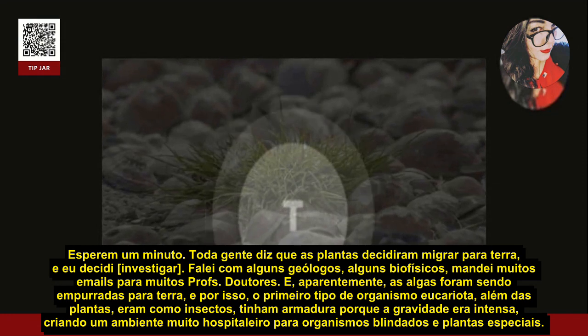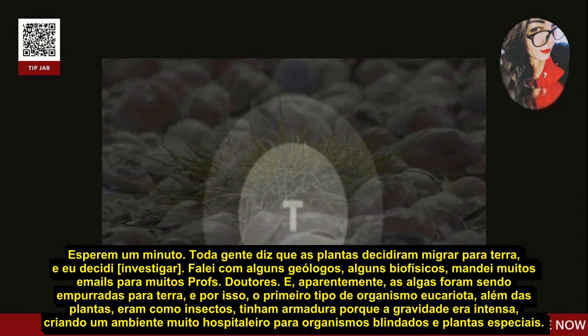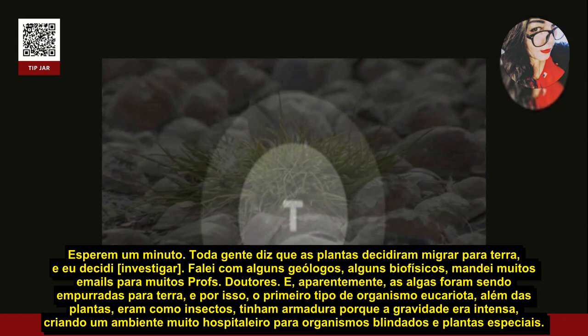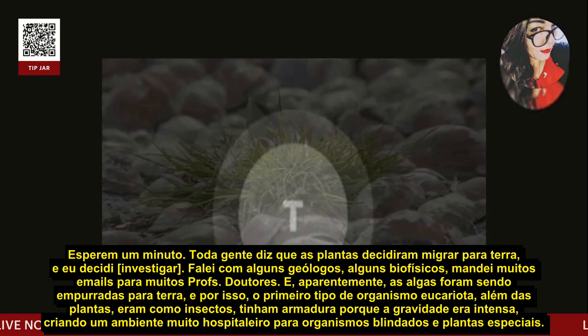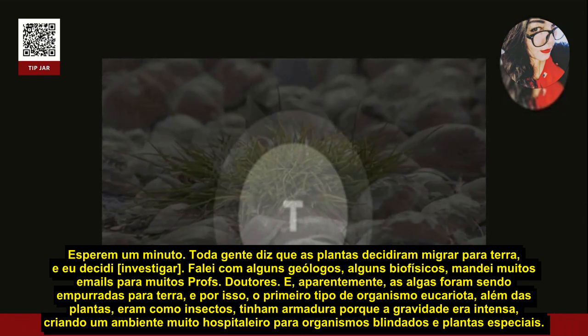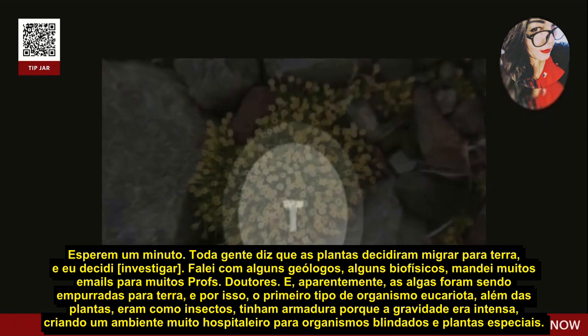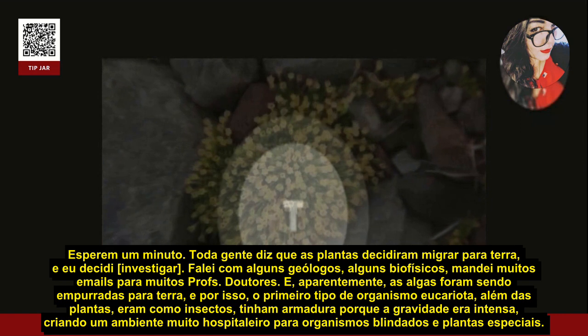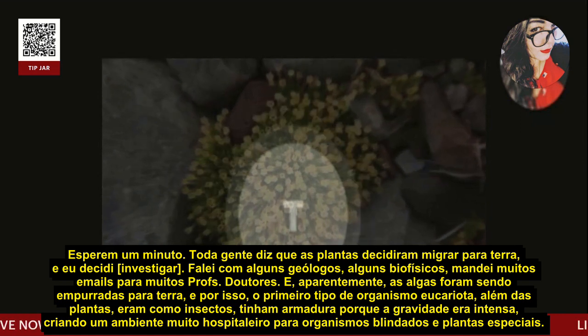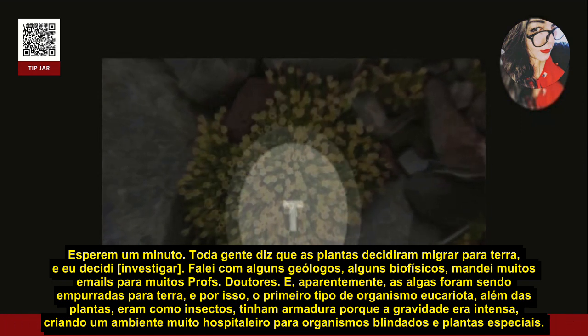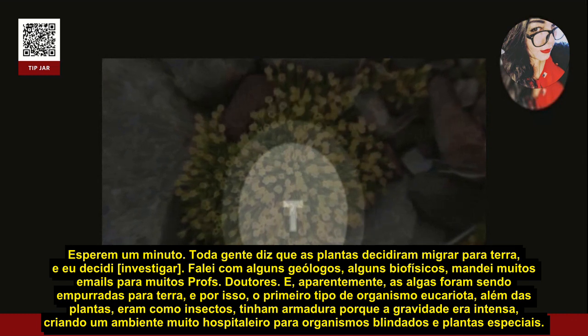This is why the first type of eukaryote organisms, aside from just plants, that were like bugs, had armor, because the gravity was intense. And this is why it created a very hospitable environment to armored organisms and special plants.